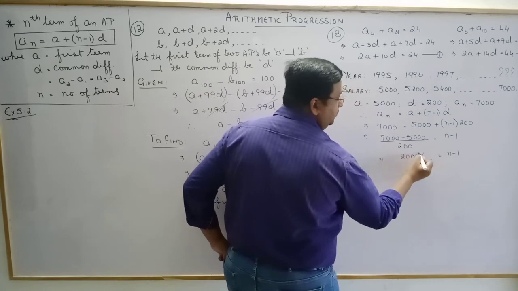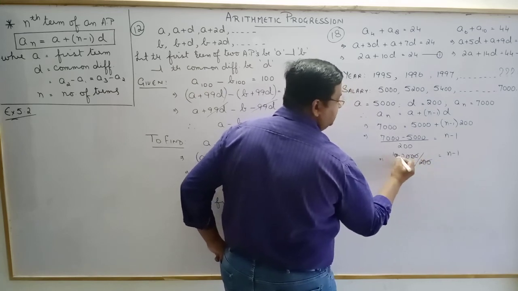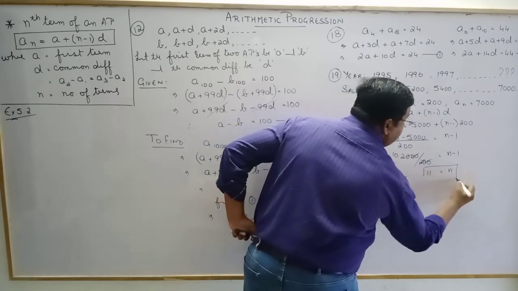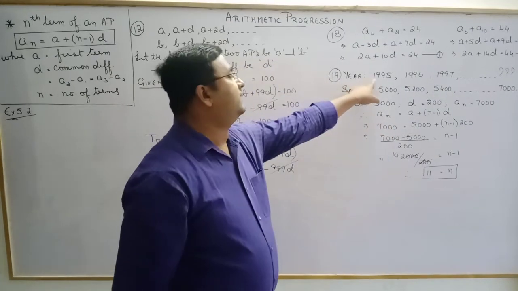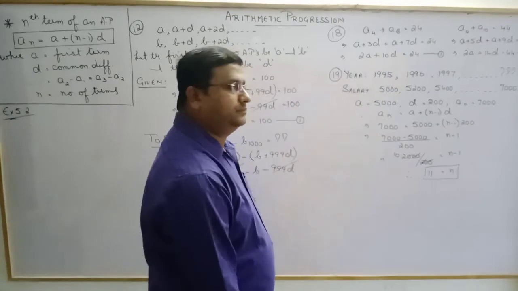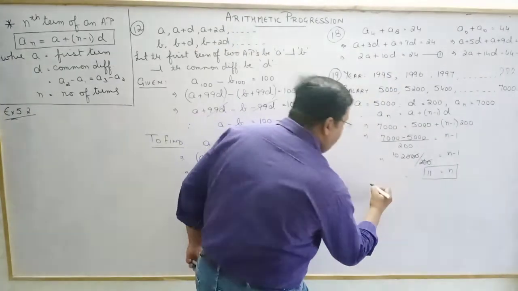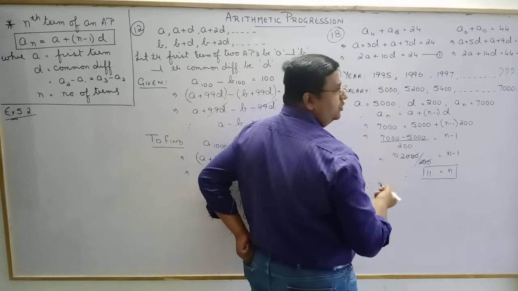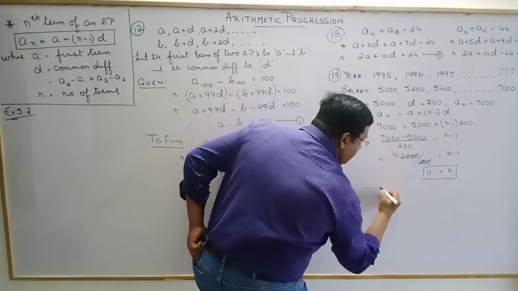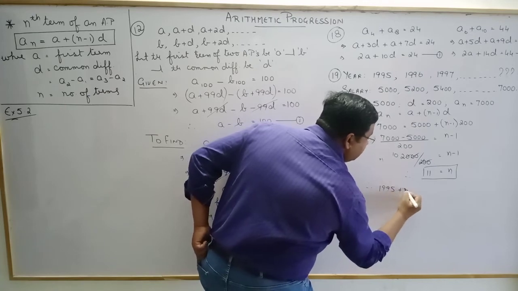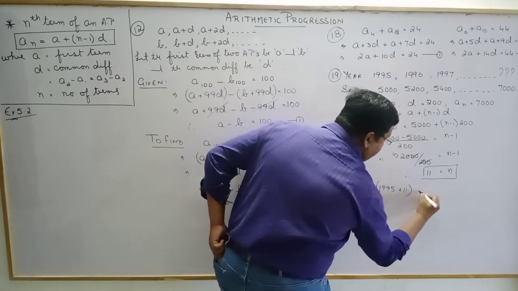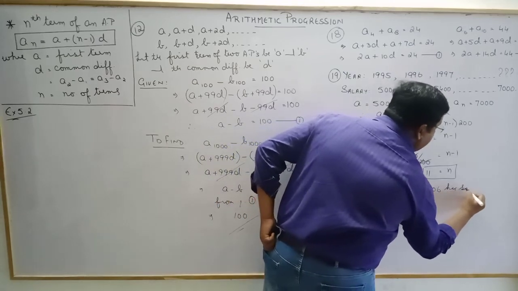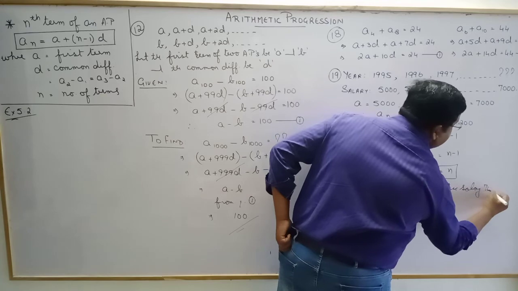Right? Cancel the zeros: 2 ones are 2, 10s are 10. Minus 1 comes over, plus 1. So 11 equals N. After how many years? 11 years. So 1995 plus 11, how much will it be? 2006. So 1995 plus 11 equals 2006. His salary would be 7,000.